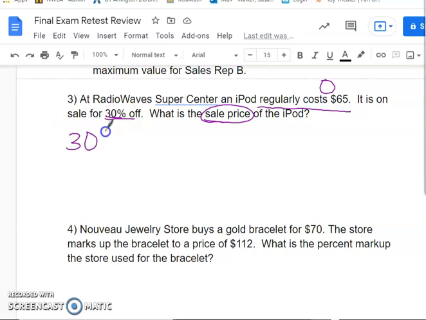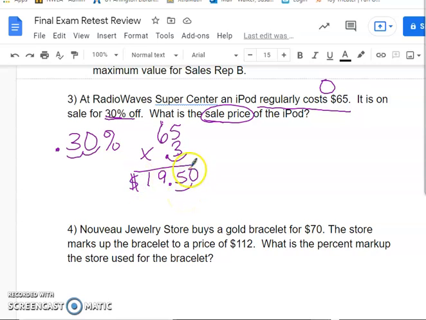So here's what we did. 0.3, 0.30, but I like to put 0.3. So we did 65 times 0.3, okay? 15, carry the 1, 18, 19, and we put 19.5. But remember, 19.5, first of all, that's not written as money, okay? It should be $19.50.